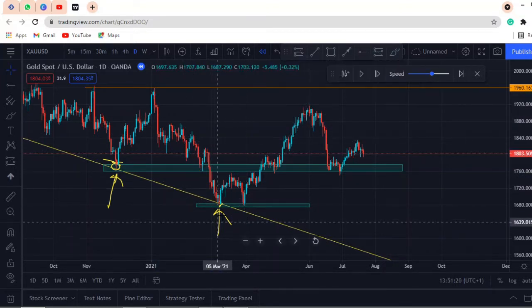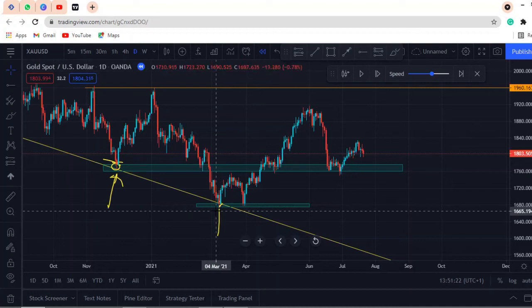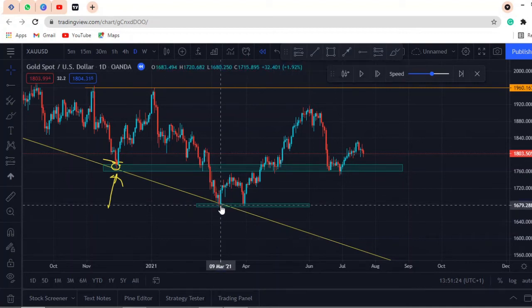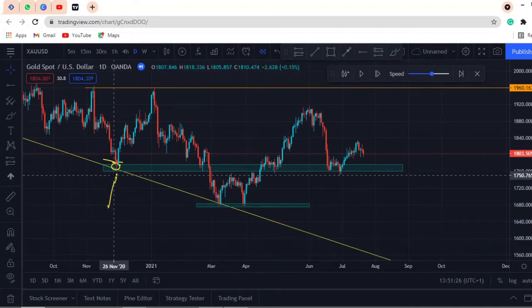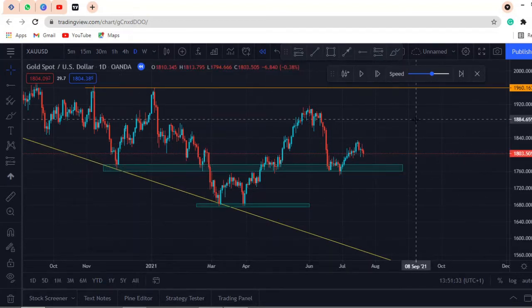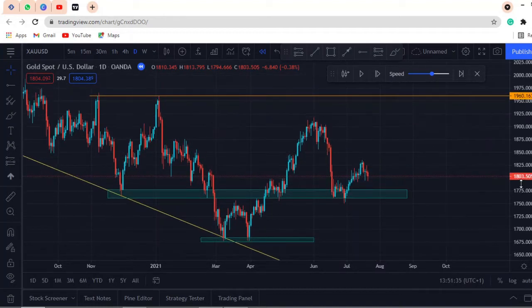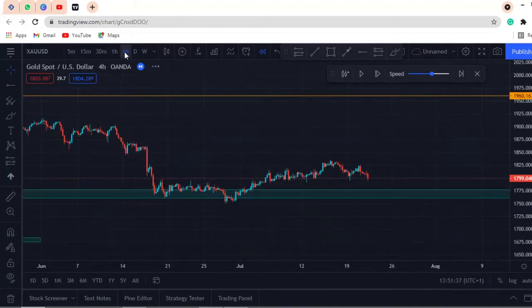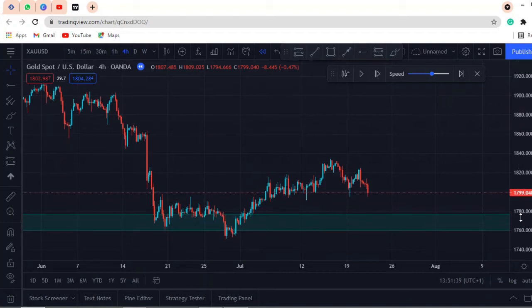Another thing, guys, try and make your work as simple as possible. If you have been watching my videos, I don't use indicators. It's purely price action. I like to simplify and make my charts as simple as possible. Let me go back to the 4-hour time frame.